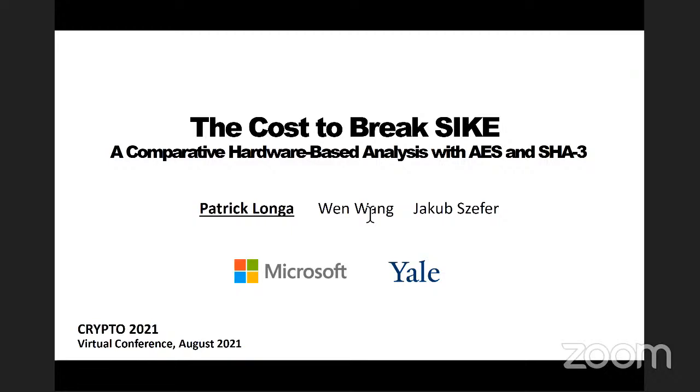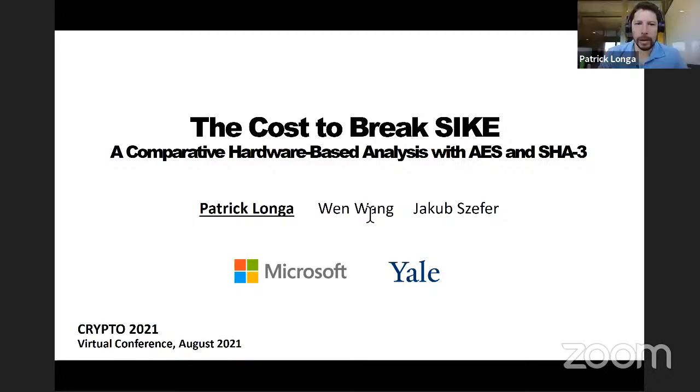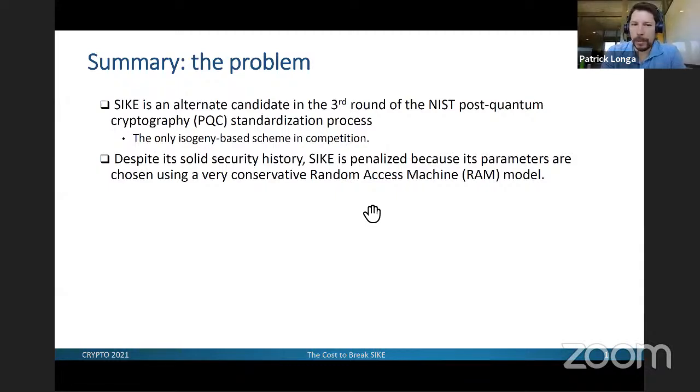Yes. Okay, perfect. So, this work presents an analysis of the cost to break SIKE in comparison with AES and SHA-3. And as mentioned, this is joint work with Wen Wang and Jakub Szefer. Right, let's start with a summary of the project. First of all, SIKE, that stands for Supersingular Isogeny Key Encapsulation, is an alternate candidate in the 3rd round of the NIST post-quantum cryptography standardization process. It is the only isogeny-based scheme in the competition.